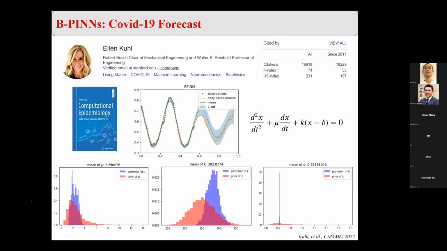And the green dashed line is the predicted mean from BPINN and the shaded zones are the predicted uncertainty. And the orange line is the reference solution. So in this case, we can also see the computational error between the predicted mean and the reference solution is bounded by the predicted uncertainty.